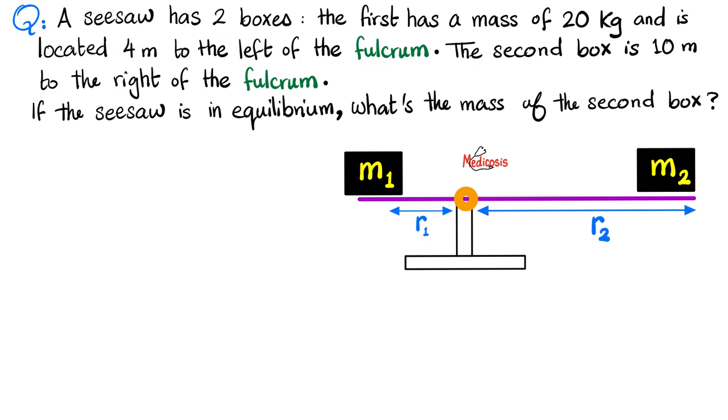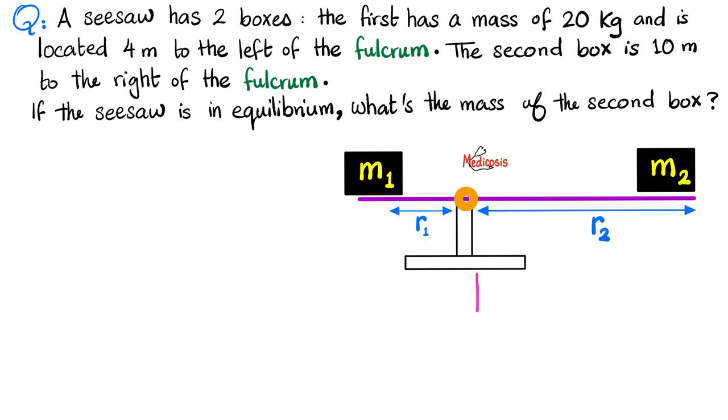A seesaw has two boxes. Here's the first box and second box. The first has a mass of 20 kilograms and is located at a distance of 4 meters to the left of the fulcrum. The second box is 10 meters to the right of the fulcrum, but we do not know its mass. Let's assume that the seesaw is in equilibrium. What is the mass of the second box, please? Pause the video and try to solve this yourself.